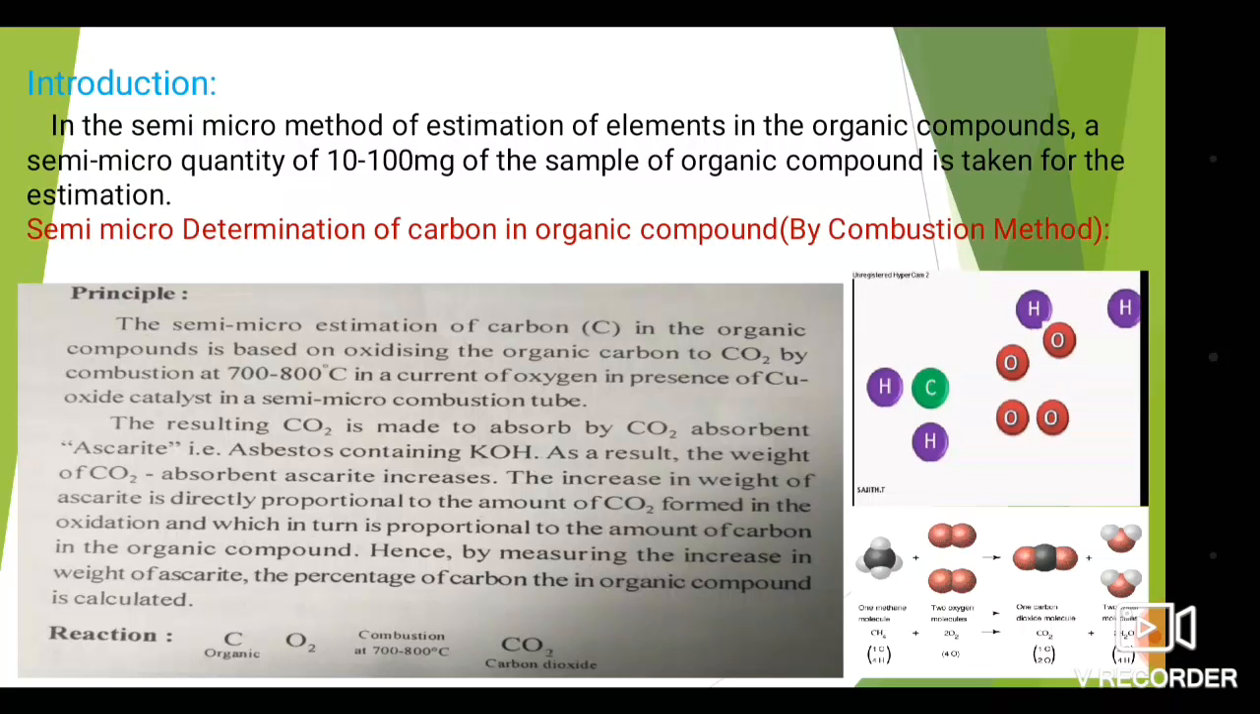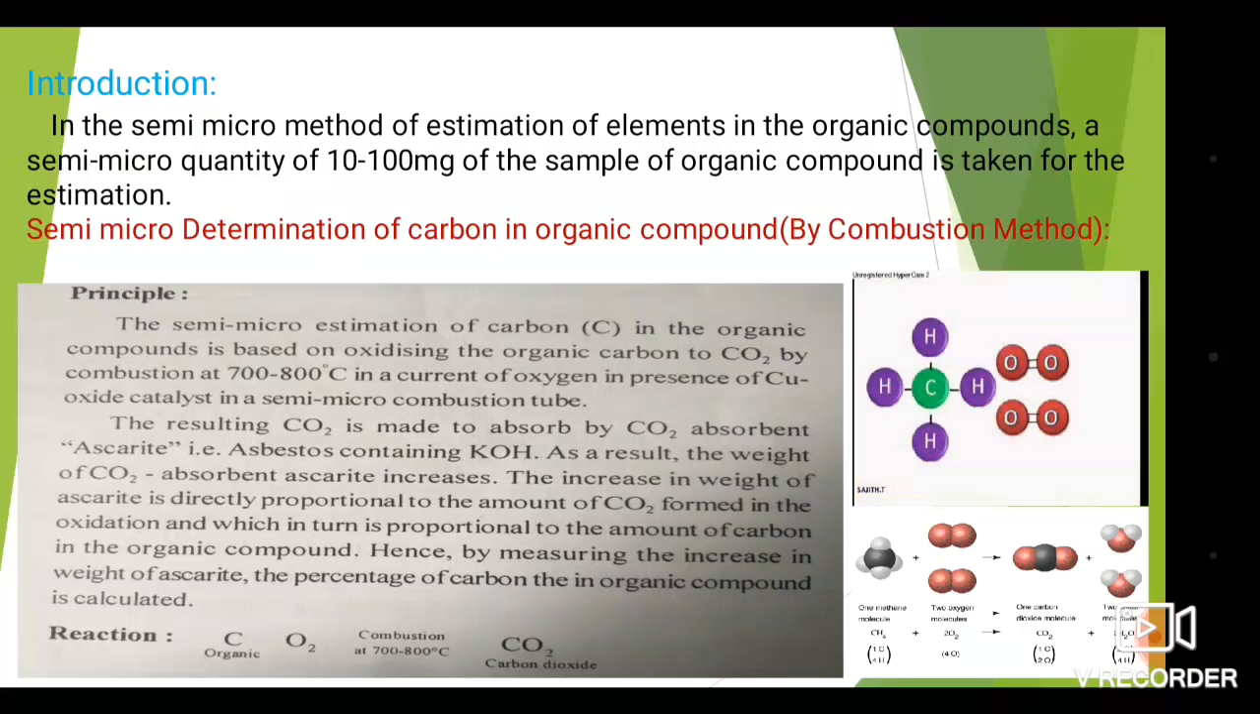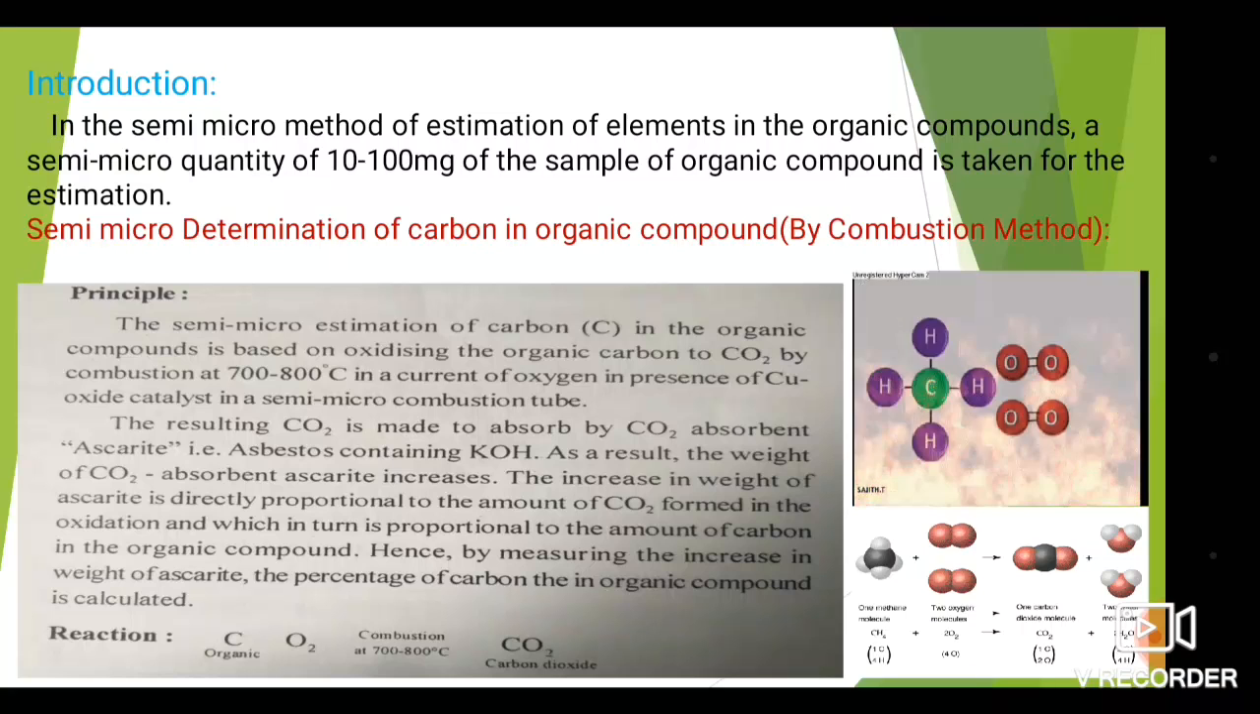In the combustion method, what is the principle for the estimation of carbon in the organic compound? The semi-micro estimation of carbon in the organic compound is based on oxidizing the carbon contained in the organic compound to CO2 by combustion at 700 to 800 degrees Celsius in a current of oxygen in the presence of copper oxide catalyst in a semi-micro combustion tube.